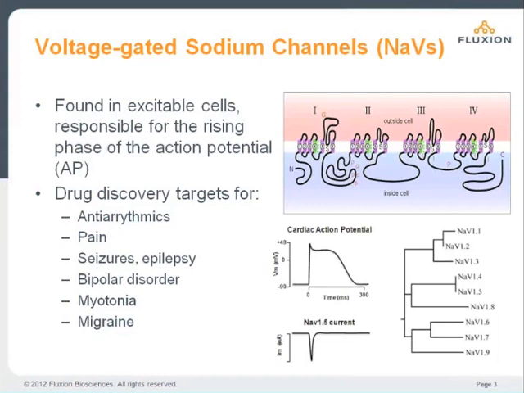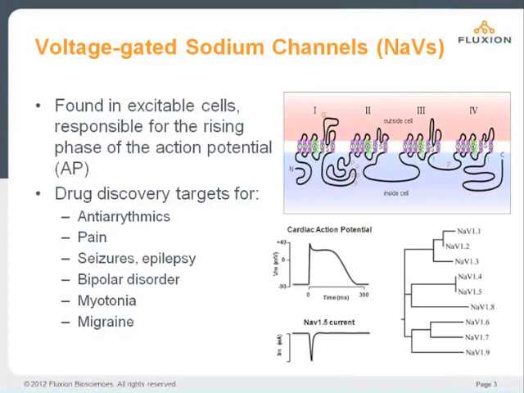Not shown are the beta subunits, which can modify function, but are thought to be more important for trafficking and localization. There are 9 NAVs. NAV1.4 and NAV1.5 are found mostly in skeletal and cardiac muscle, respectively, and the others are found mostly in neurons of the peripheral and central nervous system.